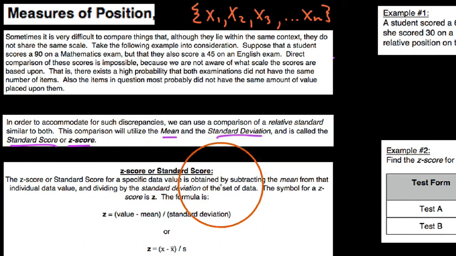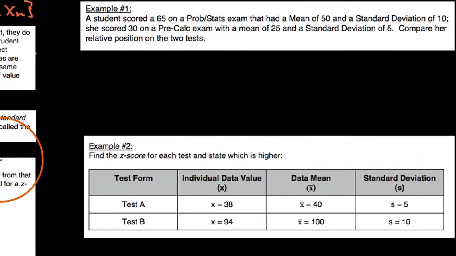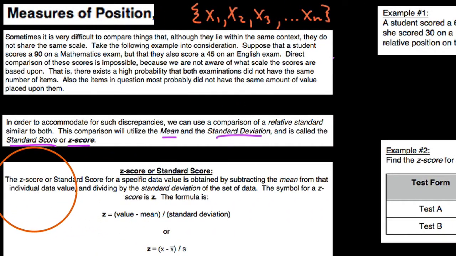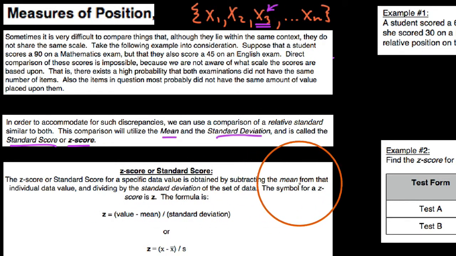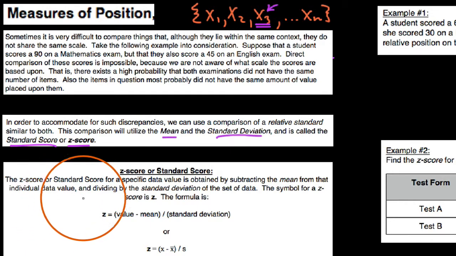I'm going to define what a z-score is here, and we're going to run through how you calculate it twice, but I really want you to understand what it is that we're talking about. We say that a z-score, or a standard score, for a specific data value. So up here in my data set, maybe I want to figure out the z-score for just one datum. We want to know where its position is. We obtain this by subtracting the mean from the individual data value. So you can see that z equals the actual x value minus the mean of the data set, and if I'm using a sample, I would say that this is x bar.